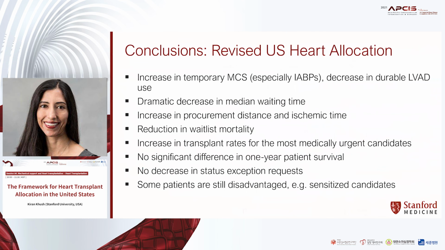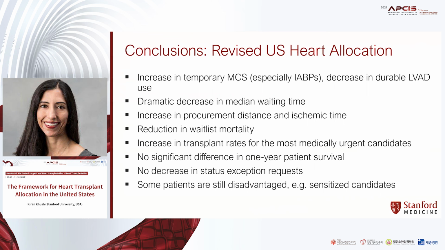So in conclusion, the revised US heart allocation system has resulted in a dramatic increase in the use of temporary mechanical support, especially balloon pumps, and a decrease in the use of durable LVADs. There's been a dramatic decrease in median waiting times and an increase in the procurement distance and ischemic time. This has led to an overall reduction in waitlist mortality, an increase in transplantation for the most medically urgent or the sickest candidates, with no significant difference in 1 year post-transplant survival.